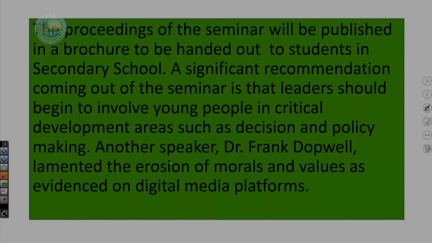The proceedings of the seminar will be published in a brochure to be handed out to students in secondary school. A significant recommendation coming out of the seminar is that leaders should begin to involve young people in the critical development areas such as decision and policy making. Another speaker, Dr. Frank Dopwell, lamented the erosion of morals and values as evidenced on digital media platforms.